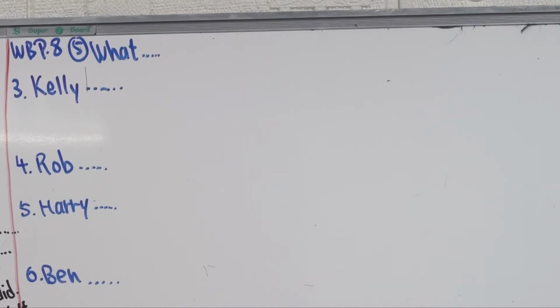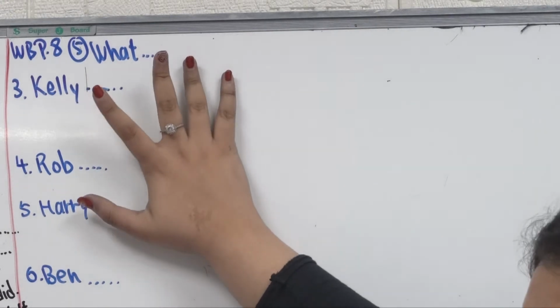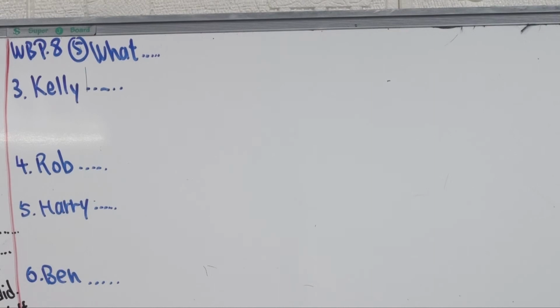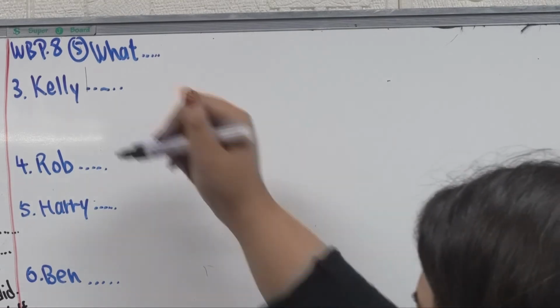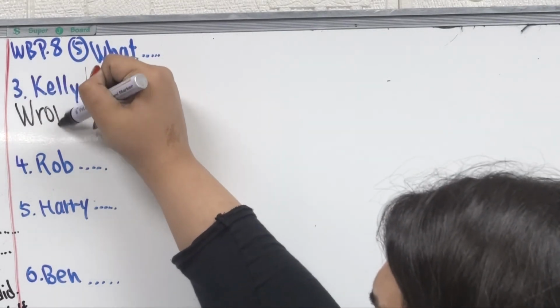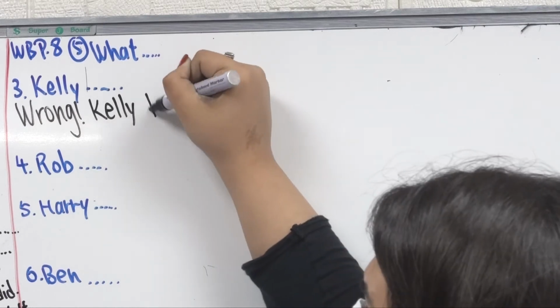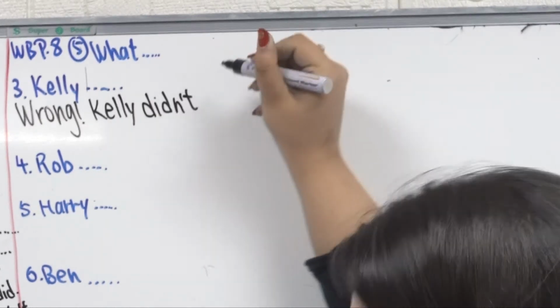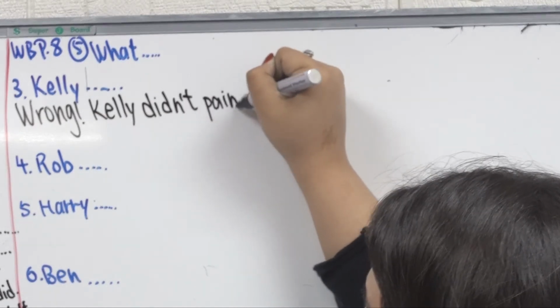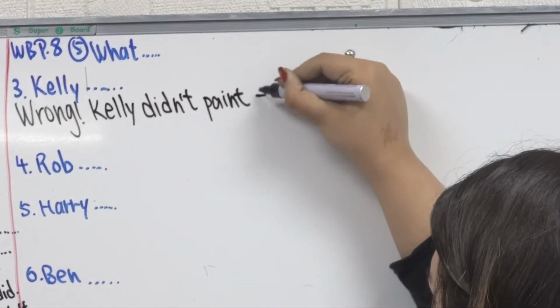Number 2. Sue studied for her test. As you can see, that is right. So it has been written for you, right? Yeah. Now Callie's turn. Alright, let's do this together. Callie, let's read. Callie painted the hall. Did Callie paint the hall in the picture? Not really, right? So you should write wrong. Callie didn't paint. Remember, paint, okay? The hall.